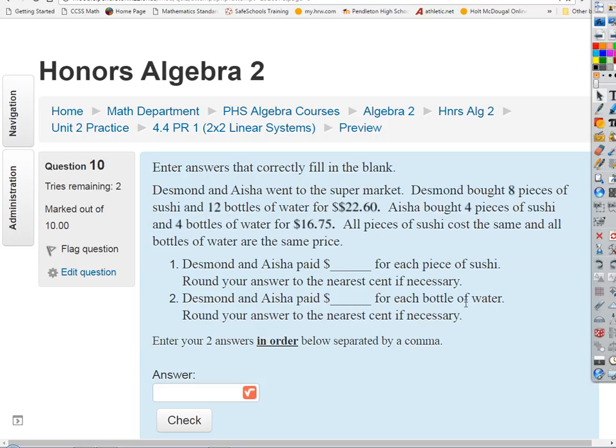Okay, so then we'll just let X be the cost per piece of sushi. That's one of the unknowns, and the other unknown, call it Y, the cost per bottle of water. And so then we end up with the linear system. Desmond will be the first equation. So let me write down my variables. X equals cost of a piece of sushi, and Y equals cost of a bottle of water.